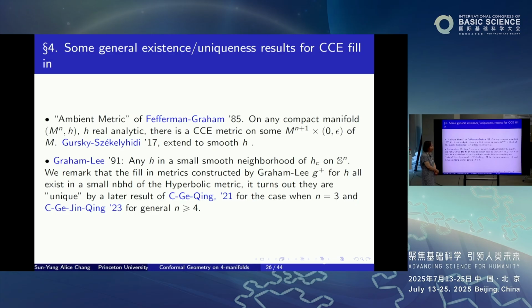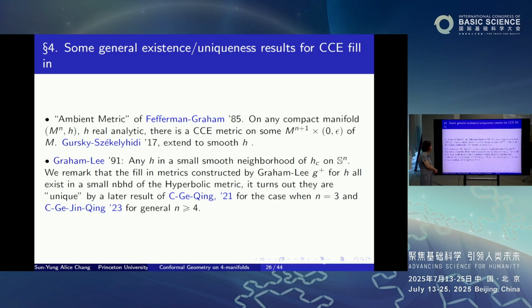Okay. And now, besides this specific example, let me talk about some general existence problem. There is a general existence in an asymptotically hyperbolic, in this asymptotic neighborhood. It should be M^n cross (0, epsilon). There exists one, and that's the work of Fefferman and Graham, the ambient metric construction. And they did it for real analytic metric.